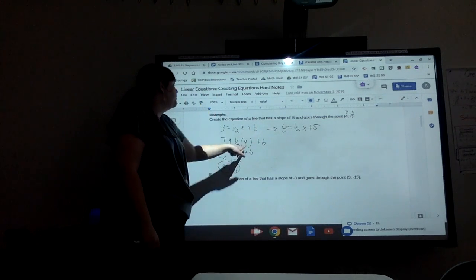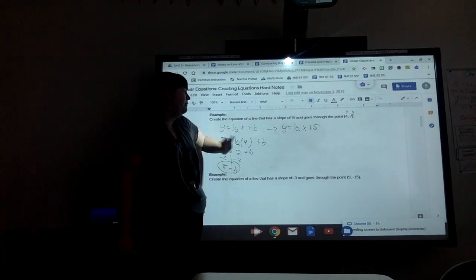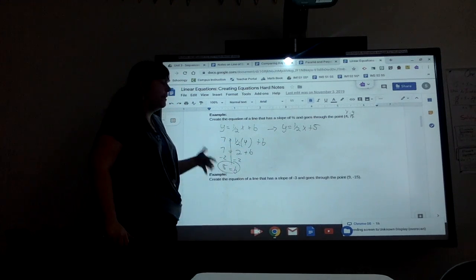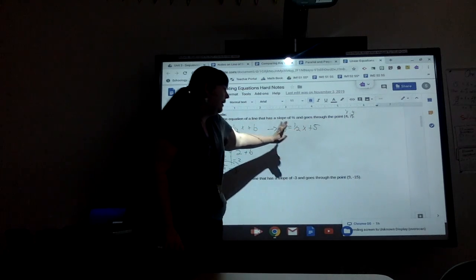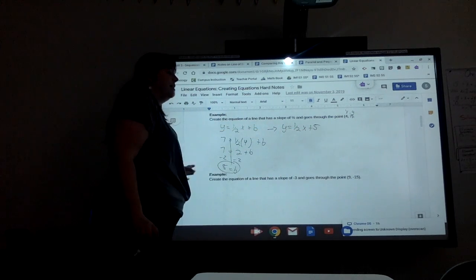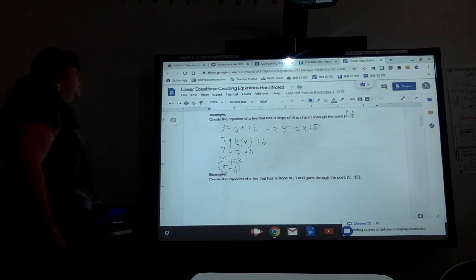I don't need to keep the 4 and 7 there because I just used that point to figure out what b had to be to make it work, to make it true. Because my equation should always have a y and an x written like y and x, because equations have x and y's. All right, so then I'm going to do a second one.